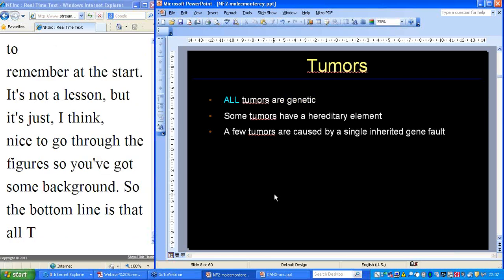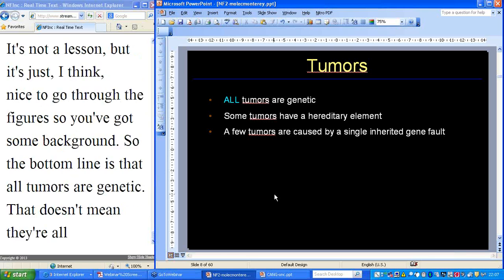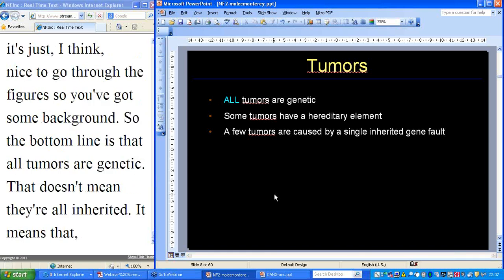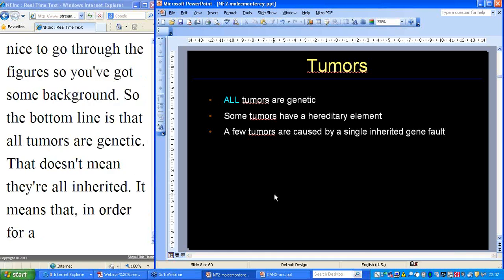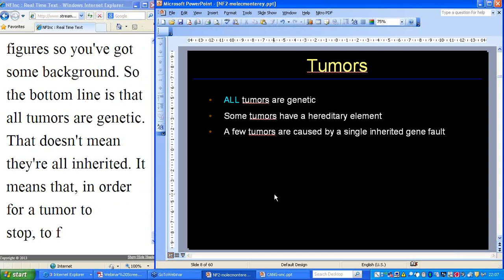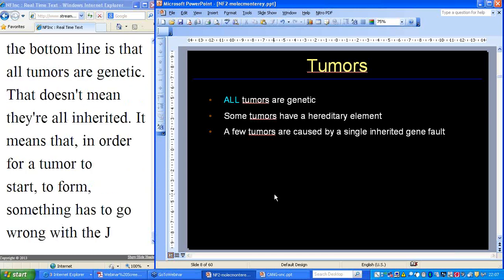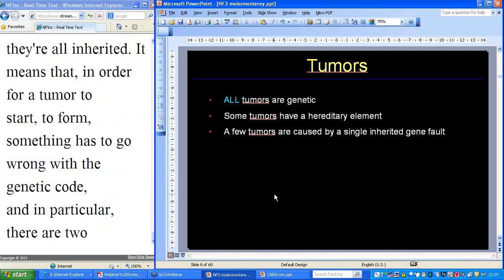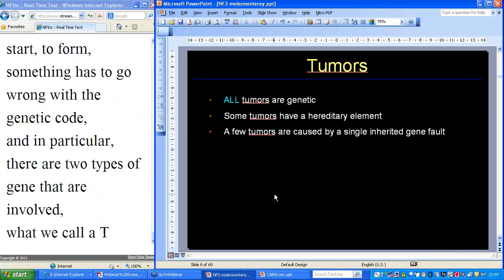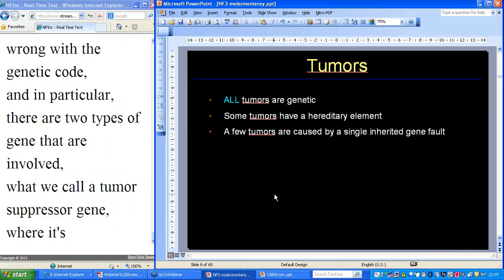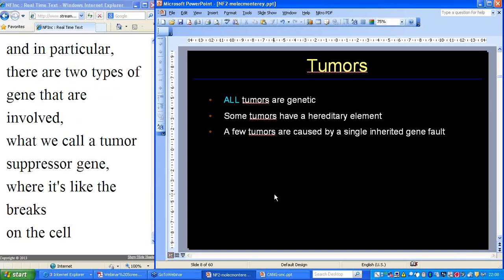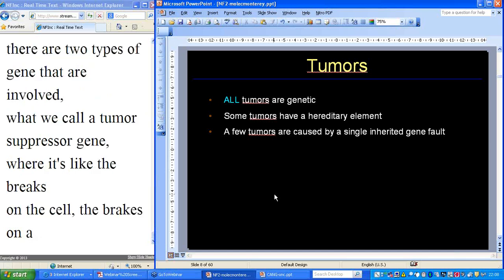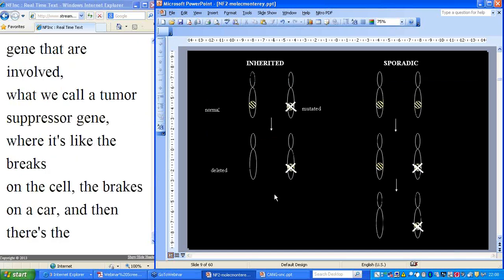That doesn't mean they're all inherited. It means that in order for a tumor to start to form, something has to go wrong with the genetic code. And in particular, there are 2 types of gene that are involved, what we call a tumor suppressor gene, where it's like the brakes on the cell, the brakes on the car. And then there's the oncogene, which is like the accelerator on the car.